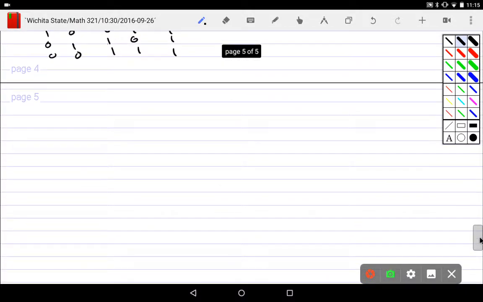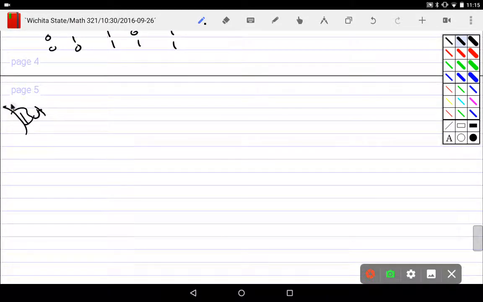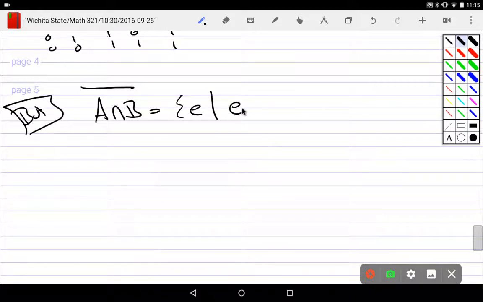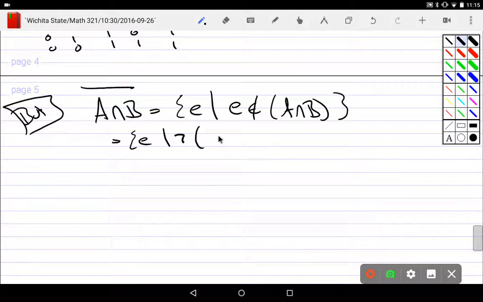All right, but let's use set builder notation. What is A intersect B complement? What is the complement? It's all elements such that those elements are what? Not in whoever you complemented, right? These cannot be in A intersect B. But what does it mean to not be in it? It means that they are not in it. Everybody okay with that?